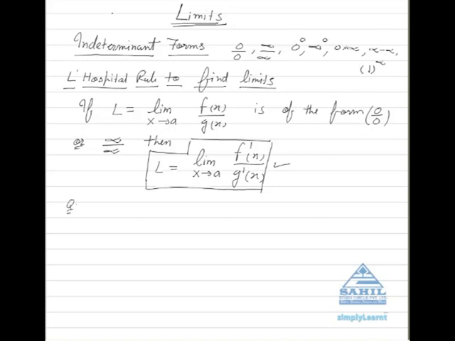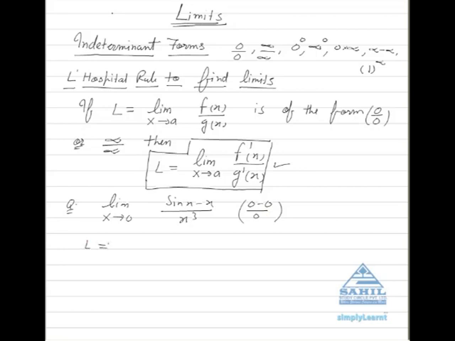Like in this question, limit x tending towards 0 of (sine x minus x) whole upon x cube. If I am applying the limit, then it comes out to be 0 minus 0 upon 0. It means it is 0 by 0 form, so it is an indeterminate form. To resolve this one, we can apply the L'Hospital rule.